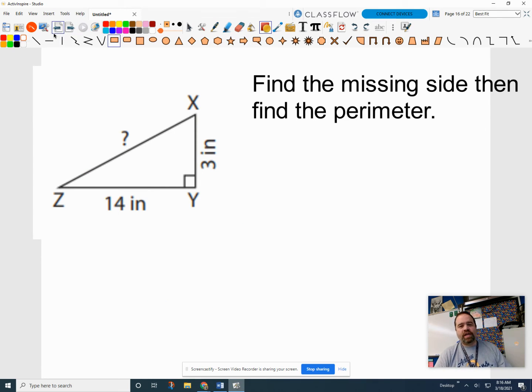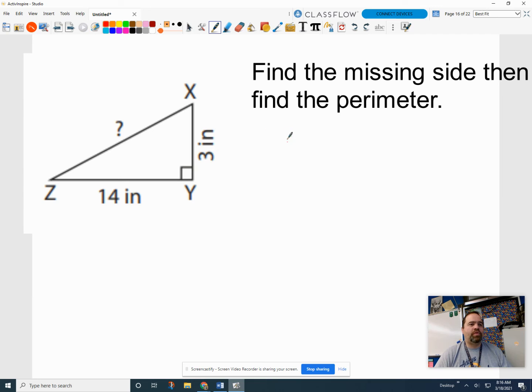These are the ones that we did yesterday. Take your time. You have to set up and find the missing side and then go back and find the perimeter. So this actually has 2 answers. Okay, so you should have set this up with the C value missing. So 3 squared plus 14 squared equals C squared. All right, 3 squared is 9. 14 squared is 196. So that is 205.